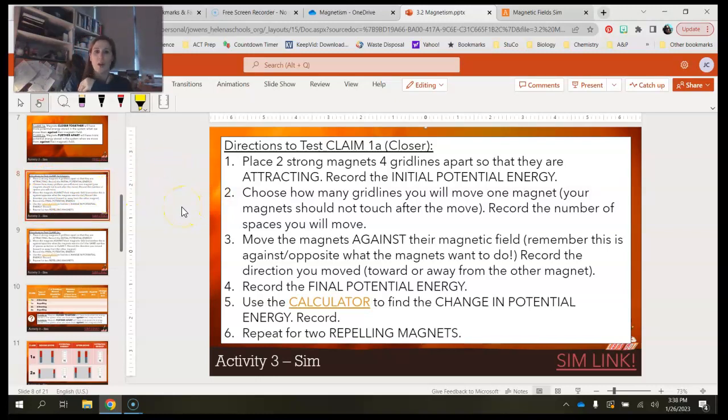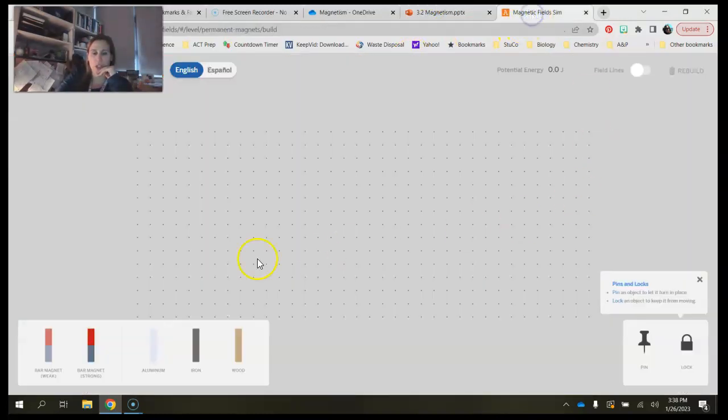Place two strong magnets 4 grid lines apart so they are attracting. Record your initial potential energy. Here are my two strong magnets. We're going to have 4 grid lines in between them: 1, 2, 3, 4, so 4 sets of dots in between. Then we want them to be attracting, so I'm going to flip this little guy here. And we're going to record our initial potential energy.